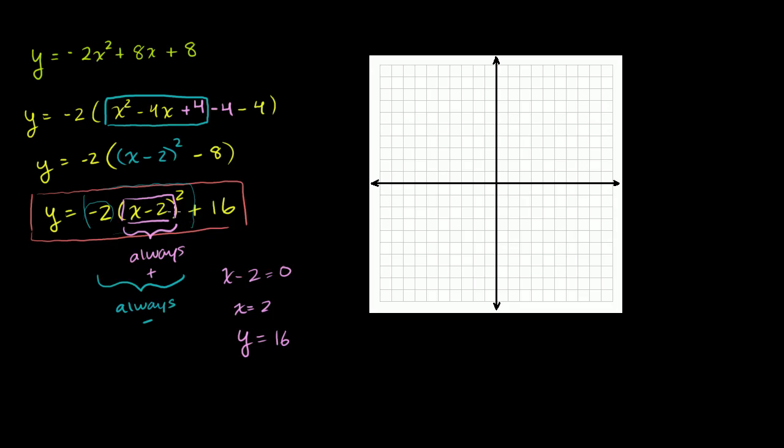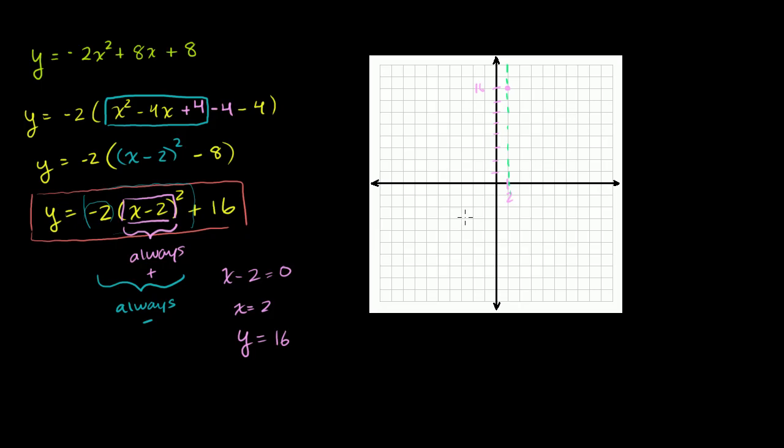So our vertex right here is x is equal to 2. Actually, let's say each of these units are 2. So this is 2, and this is 2, 4, 6, 8, 10, 12, 14, 16. So my vertex is here. That is the absolute maximum point for this parabola. And its axis of symmetry is going to be along the vertical line x is equal to 2. That is going to be its axis of symmetry.